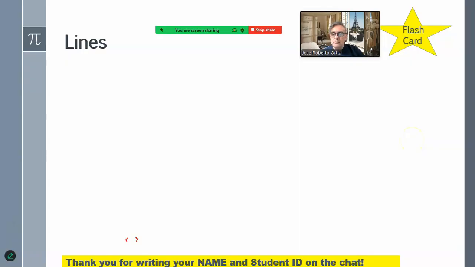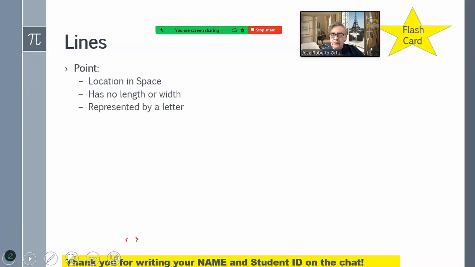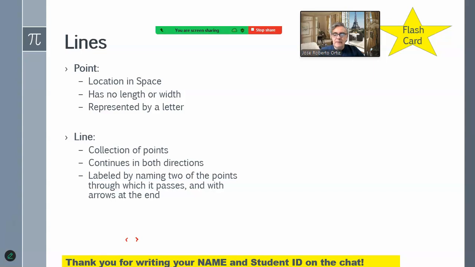So starting with the main concepts here, when we're talking about geometry, we're going to be talking about points, and those points, when they come together, form lines and shapes. So a point is a location in space, has no length, no width, and it can be represented like a letter. Now, when you put a series of points together, it will form a line, and this line continues in both directions. So it doesn't have a beginning, doesn't have an end, it just continues to infinity.